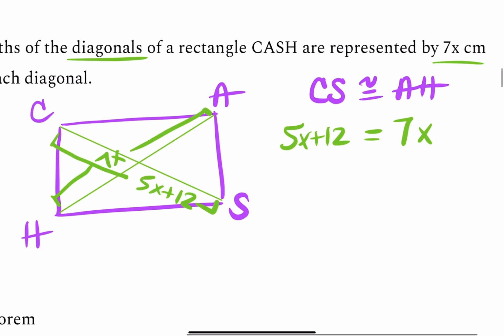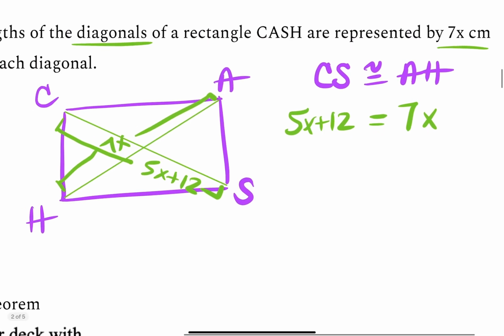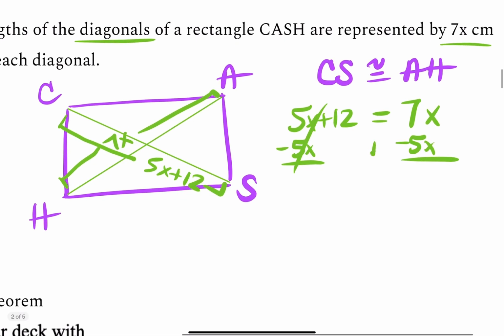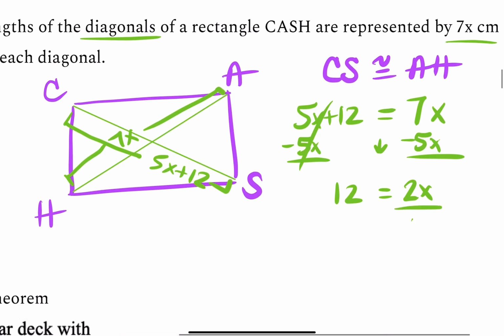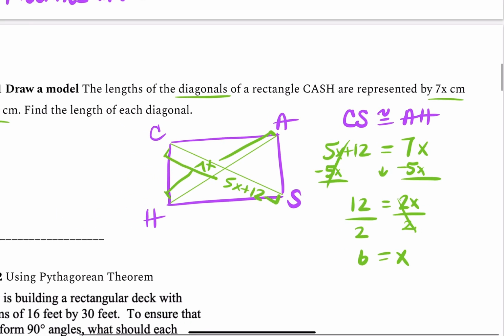So we're going to apply our algebra skills. There are two terms with the x, so we're going to look at the smaller, 5x. We're going to subtract it on both sides. I bring down whatever we didn't use. 12 is equal to 2x. And our last step to get the variable alone, the opposite of multiplication is division. So I divide both sides by the coefficient, and x is equal to 6.